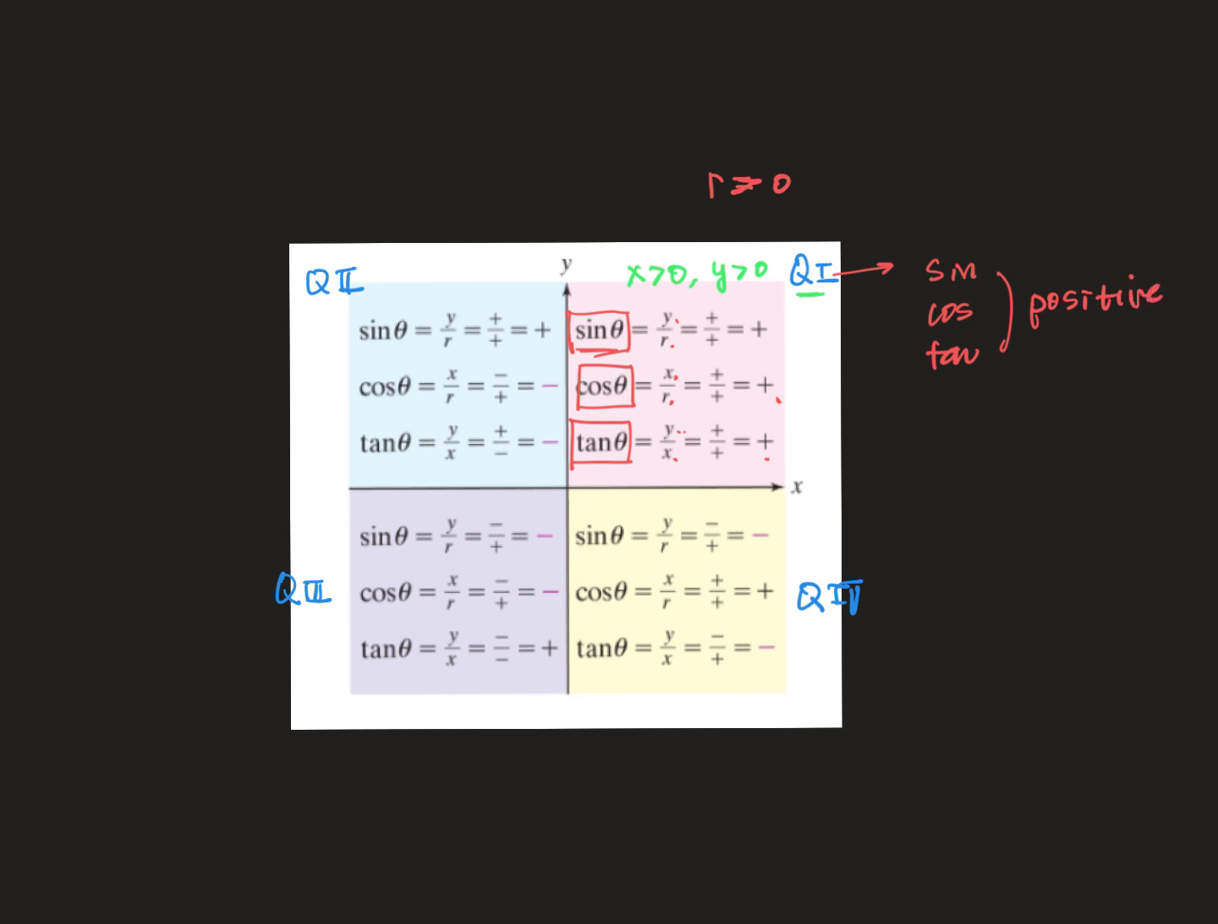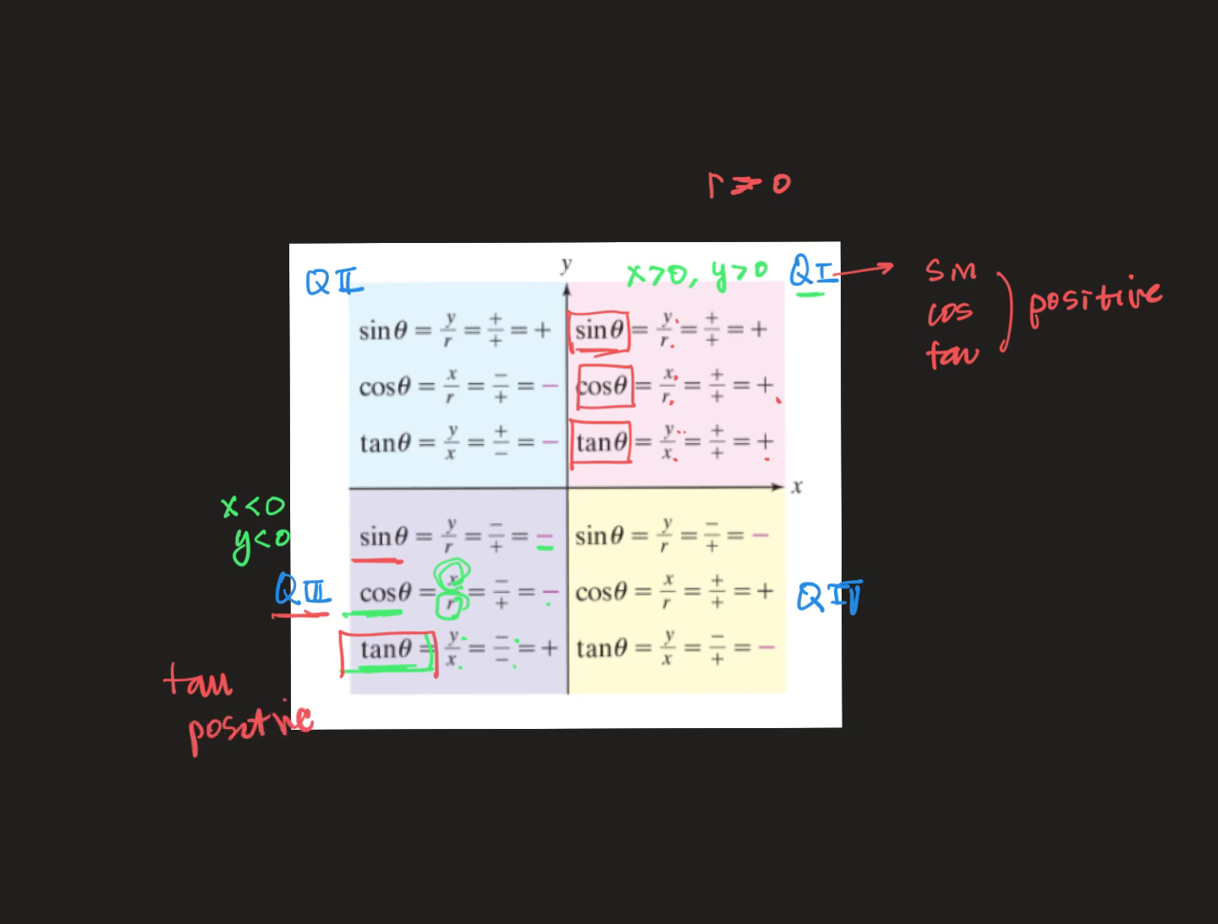Okay, let's go quadrant 3. Check out quadrant 2 for yourself, guys. In quadrant 3, x is negative and y is negative. Sine theta is y over r, y is negative, r is positive, so that's negative. Cosine is x over r, x is negative, r is positive, so that's negative. Tangent is y over x, negative over negative, positive. What is positive in quadrant 3? Only tangent is positive.